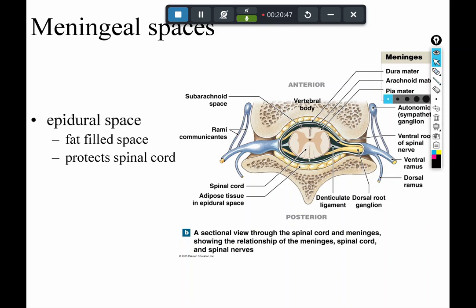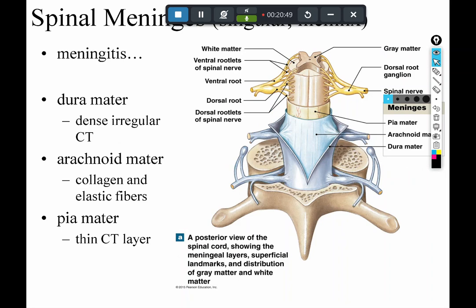Oh, really quickly, I forgot about meningitis. So itis equals inflammation, and menin refers to the meninges or a meninx. So meningitis is a bad, potentially life-threatening inflammation of the meninges.